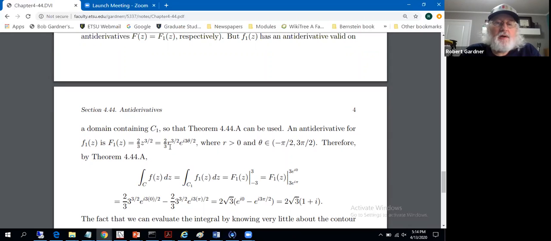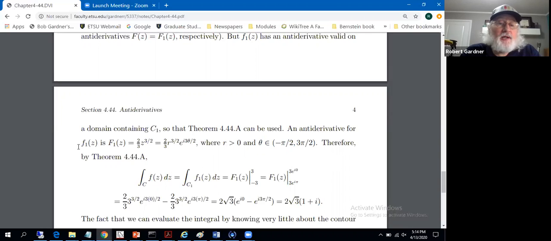2/3 modulus r to the 3/2 e to the i 3 theta over 2, and it boils down to telling you about the thetas. We're using a branch of the logarithm that's going to involve thetas between -pi/2 and 3pi/2. So certainly this is an antiderivative.